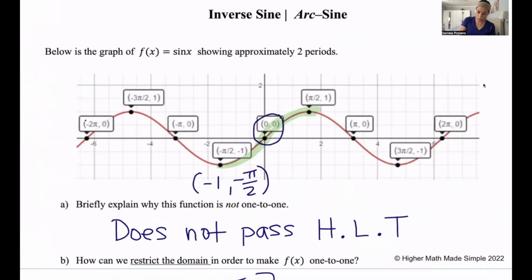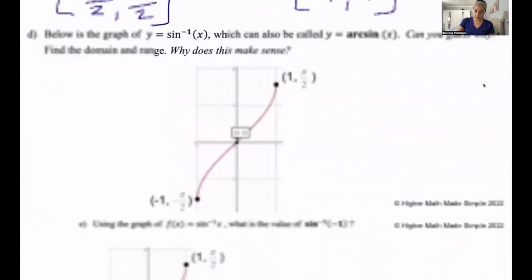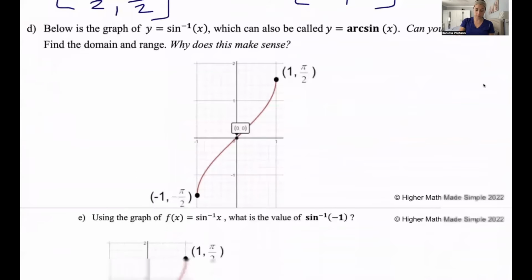0, 0, right? If we flip the x and y, it stays 0, 0. And then this last endpoint of the arc, if we switch the x and y values, it's going to be 1 and then pi over 2. So the inverse function looks like this: negative 1, negative pi over 2, 0, 0, and then 1, pi over 2. If you have not seen the inverse graph, it looks like this.